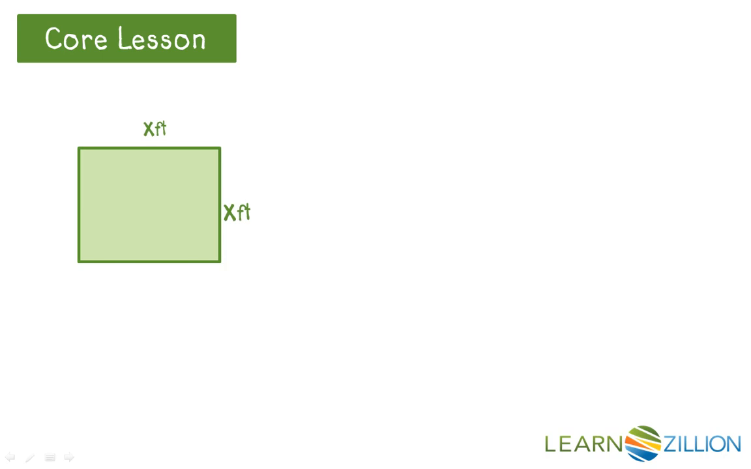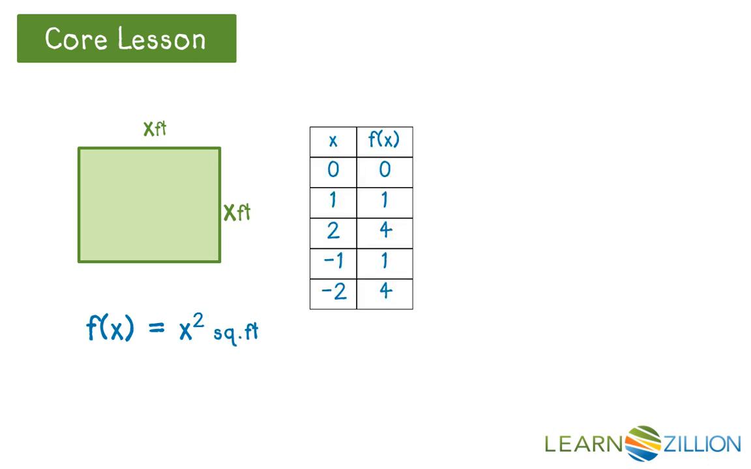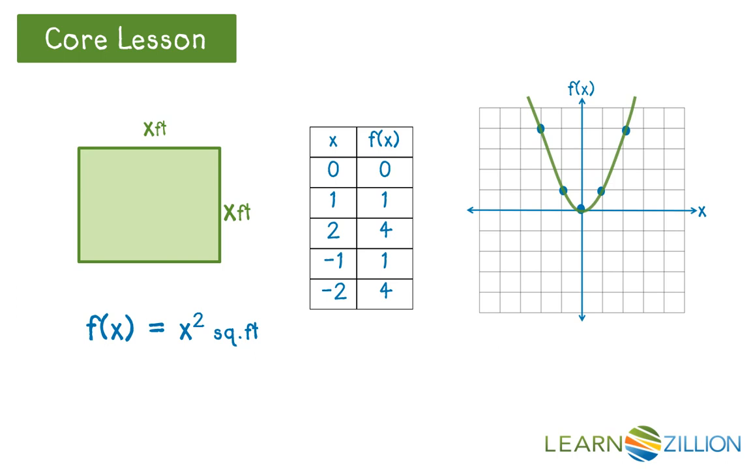Let's start with a square that has sides that are x feet in length. The area of the square can be represented by the function f of x equals x squared. To graph the relationship, we can make a table of values and plot the points. It's important to note that while we are only concerned with the positive values for the area of a square, the graph of the function is a parabola.